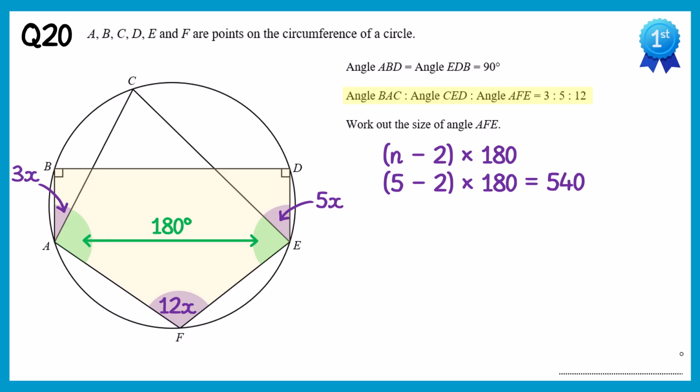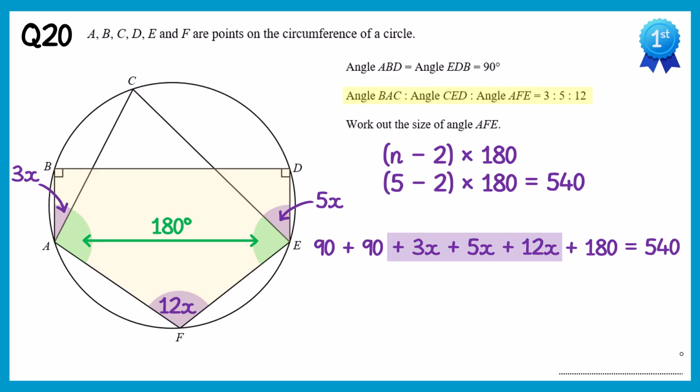So we could add together all of the angles we have, which is 2 lots of 90 degrees for the two right angles, then all of the algebraic angles, so 3x, 5x, and 12x, and then we've got these two green angles, which we don't know how big they are, but we do know that they contribute 180 degrees. All of these angles must add up to make 540. So we just need to solve this equation to find the value of x.